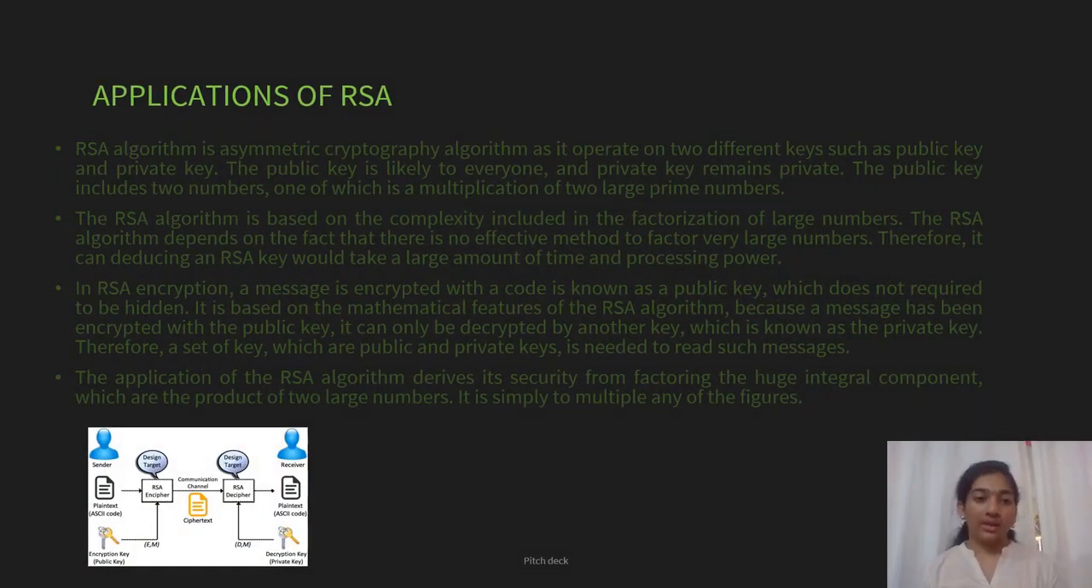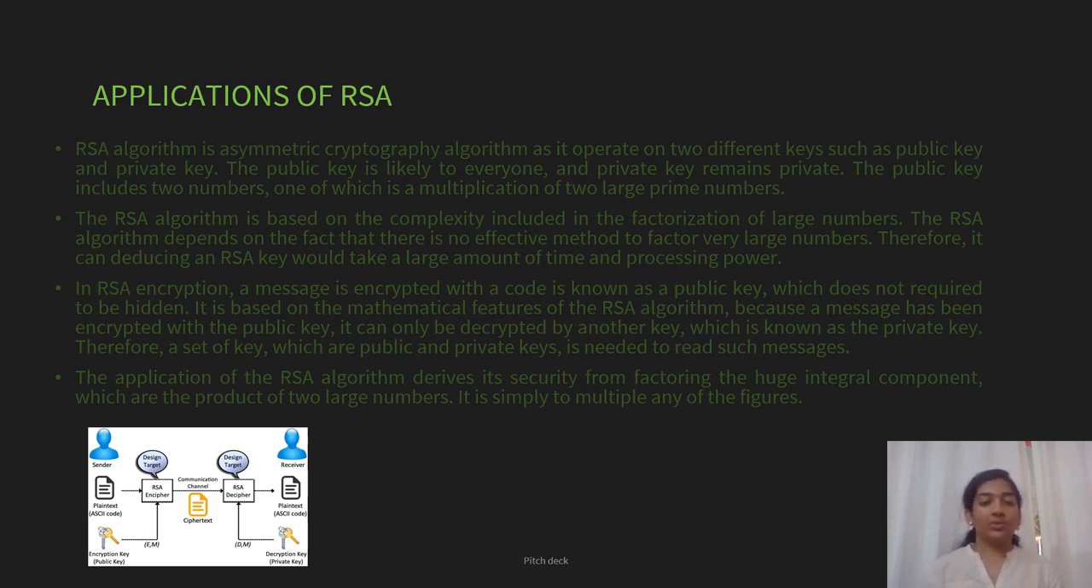Now, applications of RSA. RSA algorithm is an asymmetric cryptography algorithm. As earlier discussed, it operates on two different keys such as public key and private key. Public key is known to everyone and private key remains private. The public key includes two numbers, one of which is a multiplication of two large prime numbers. RSA algorithm is based on the complexity involved in the factorization of large numbers. RSA depends on the fact that there is no effective method to factor very large numbers. Therefore, deducing an RSA key would take a large amount of time and processing power.